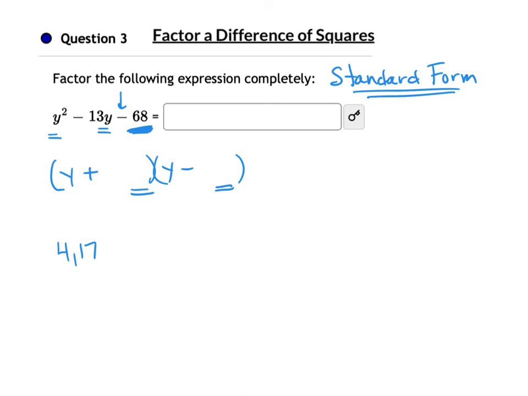I've got to put them in the right spot, though. Remember that when you FOIL, you add 2 things to make the middle term. And the coefficients will be 4 and 17. So I've got to make 4 plus 17. One's positive, one's negative. I got to make that negative 13, the middle term. Looks like it's negative 17 and positive 4. Positive 4, negative 17.